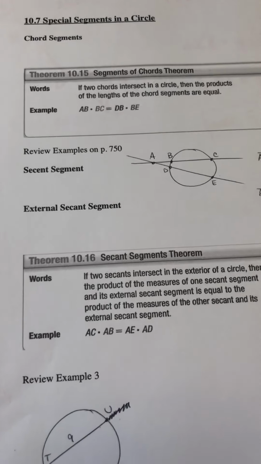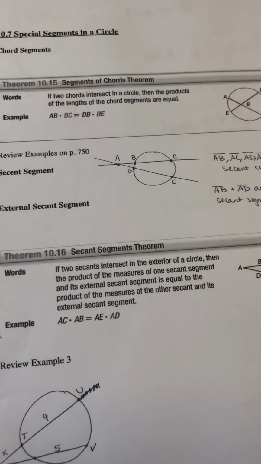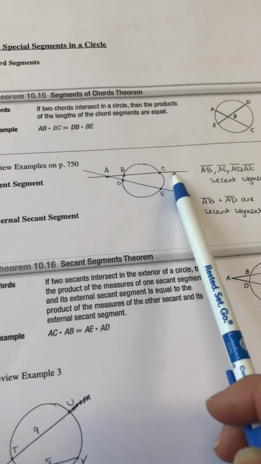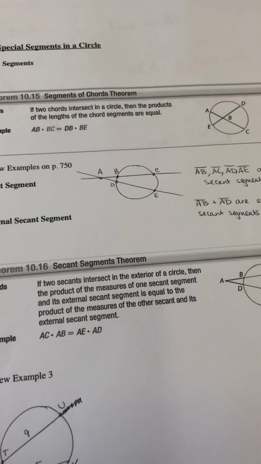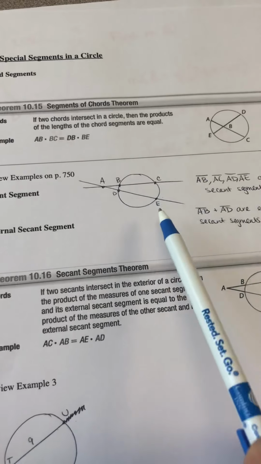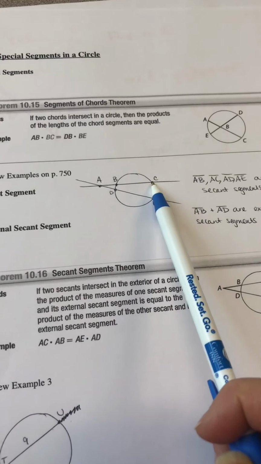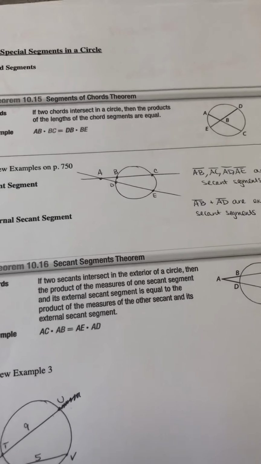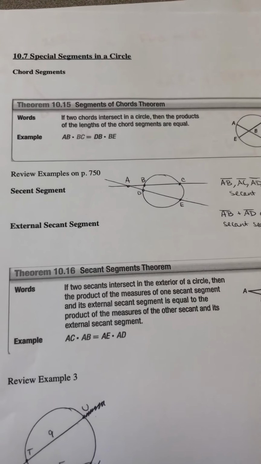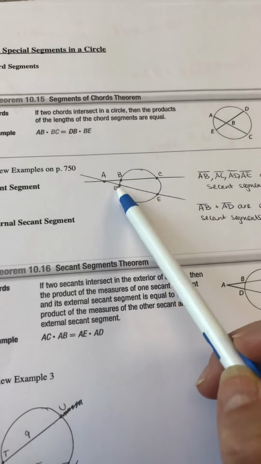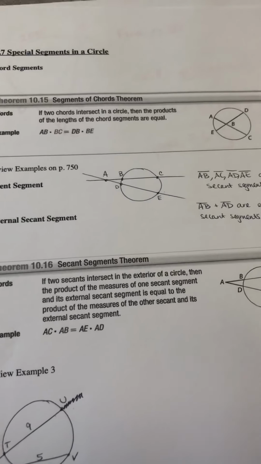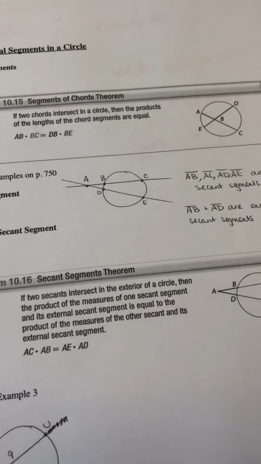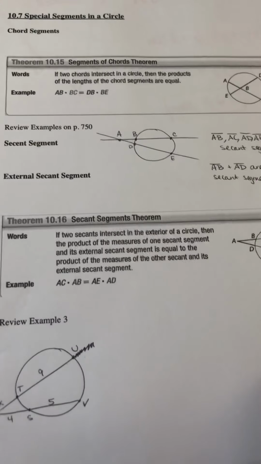Then we have these things called secant segments. A secant, again, intersects the circle at exactly 2 points. But notice we've got these little segments. So AB and BC and AD and DE are examples of secant segments. Now, external secant segments are the ones outside the circle. So AB and AD are the only external secant segments in that drawing, because again, they're outside the circle.